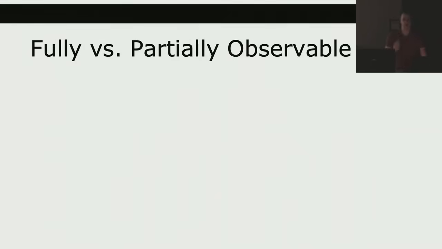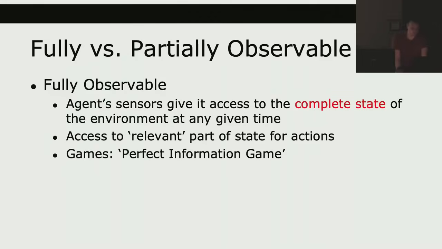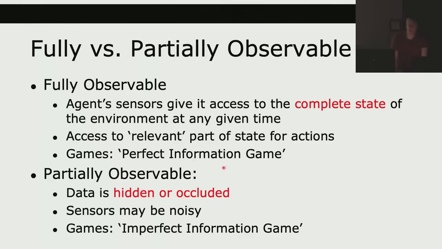First property. Is it fully or partially observable? Fully observable means that the sensors we have given the agent give it complete access to the state. And so in games, this is called a perfect information game. Fully observable, pretty obvious. Partially observable means some of the data in the environment is hidden or occluded. The sensors may be noisy. This is called an imperfect information game.